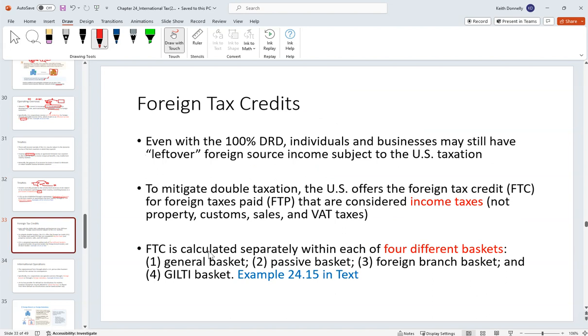Now, it says here, even with the 100% DRD, that participation exemption, individuals and businesses may still have leftover foreign source income subject to U.S. taxation. To mitigate this, we have the foreign tax credit. The one thing with this is that the foreign tax credit is for foreign income taxes, not every other single tax in the world that you pay over there. You only get it on foreign income taxes. And we said you have to calculate it four separate times, one for each basket. You have to take your income and put it in the general basket, the passive basket, the foreign branch basket, and the GILTI basket.